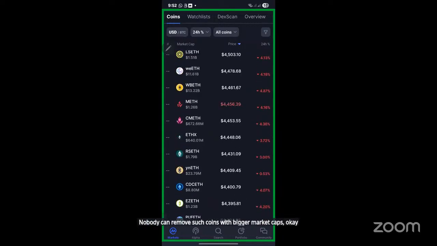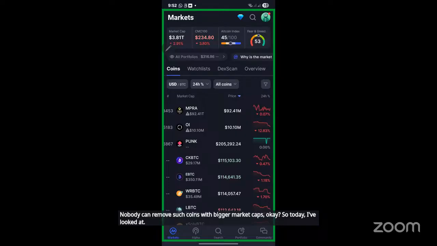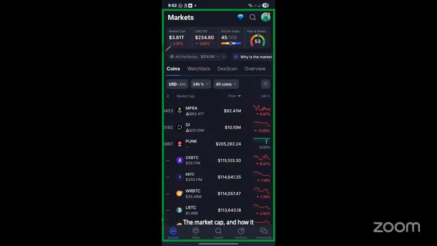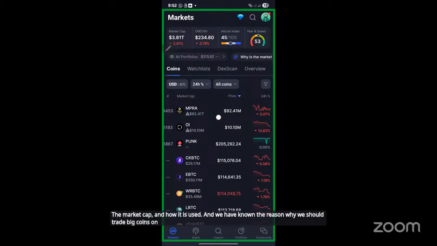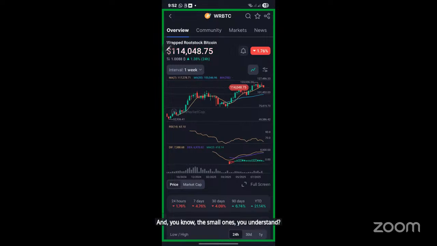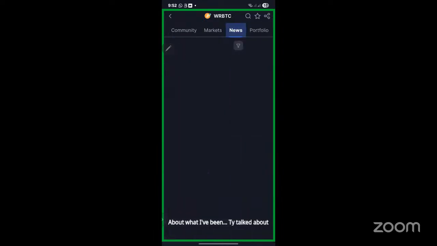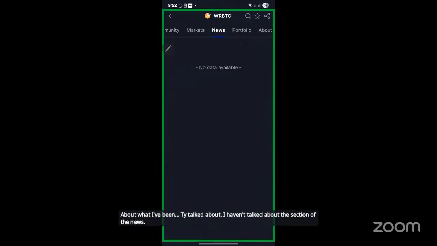So today you have looked at the market cap and how it is used, and you have known the reason why we should trade big coins on the CoinMarketCap and not the small ones. You understand? So go and do more research about what I talked about. I haven't talked about the news section. This one is very important.